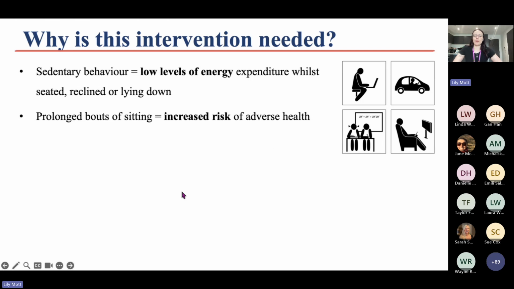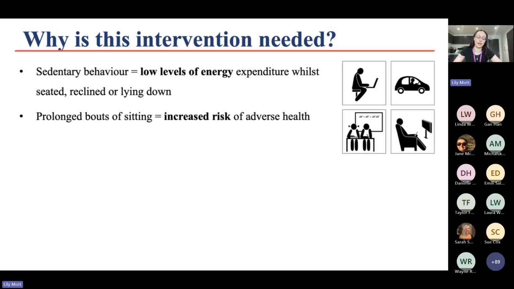But first, I just want to do a little bit of background about why this intervention is needed. Sedentary behaviour is characterised by very low levels of energy expenditure while someone is in a seated, reclined or lying down position. And this is something that we engage in every single day, whether it's sitting and watching TV, sitting and driving a car, or working in a desk-based job.